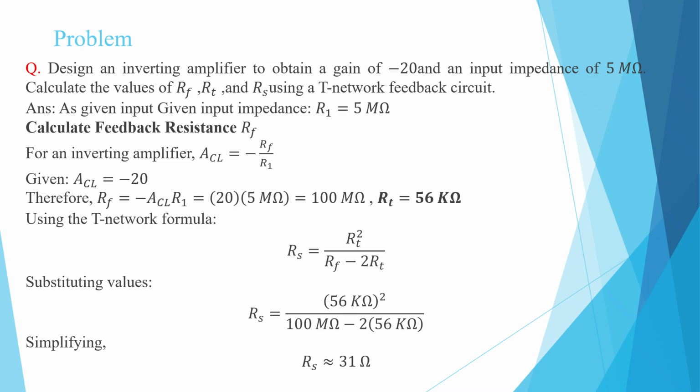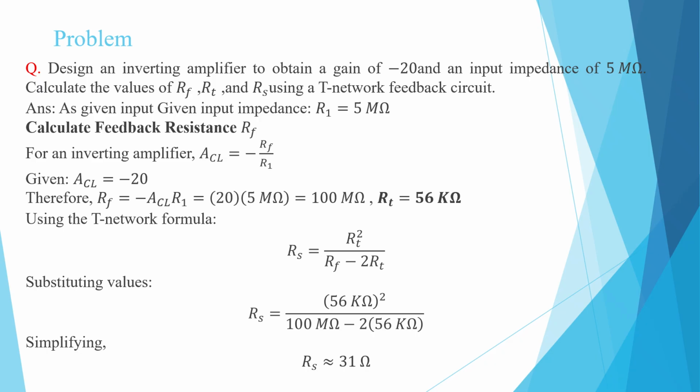Let's see a problem on this. Design an inverting amplifier to obtain a gain of -20 and an input impedance of 5 mega ohm. Calculate the values of RF, RT and RS using T-network feedback circuit.